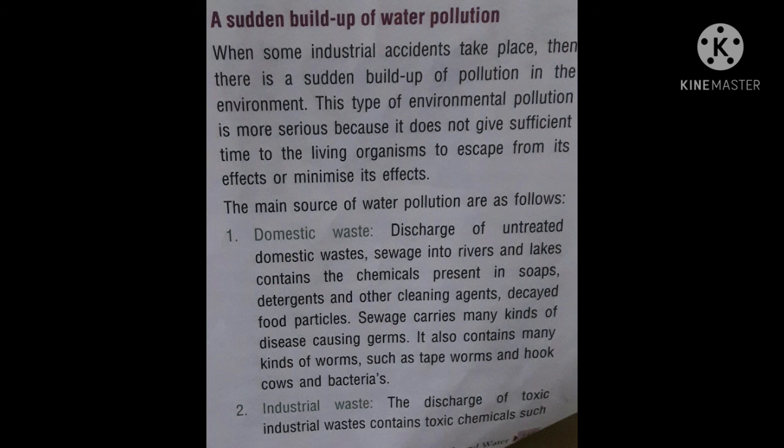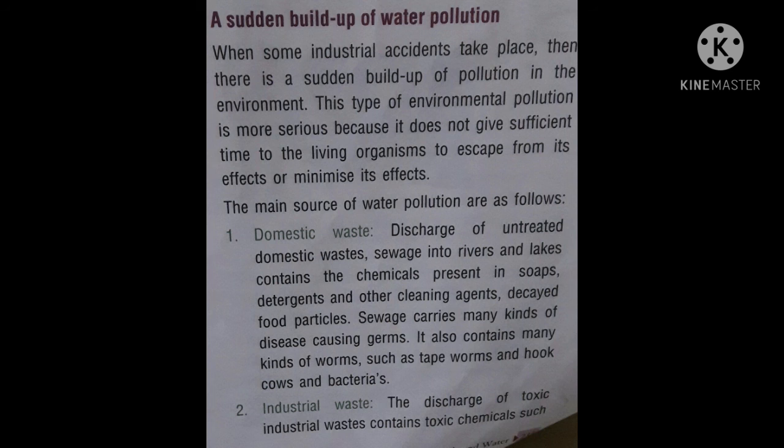The main sources of water pollution are as follows. First is domestic waste. Domestic waste means household waste. Discharge of untreated domestic sewage into rivers and lakes contains the chemicals present in soap, detergent and other cleaning agents, and decayed food particles. Sewage also carries many kinds of disease causing germs. It also contains many kinds of worms, such as tapeworms and hookworms, and bacteria. So this is very harmful and pollutes the water.